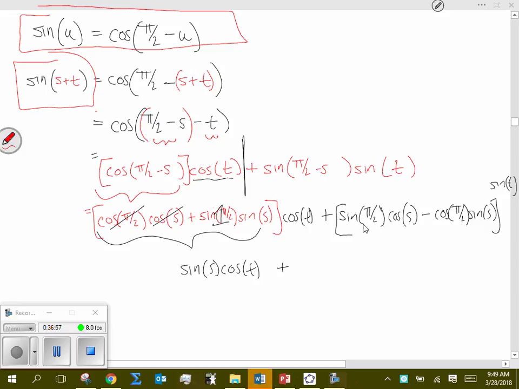What's sine of pi over 2? 1 times cosine s, right? So I'm going to wipe that away. So we got cosine s left over. What's cosine of pi over 2? 0. So that's going to wipe away completely, right? And all I'm left with is that then times that, right? So we got cosine s times sine t.